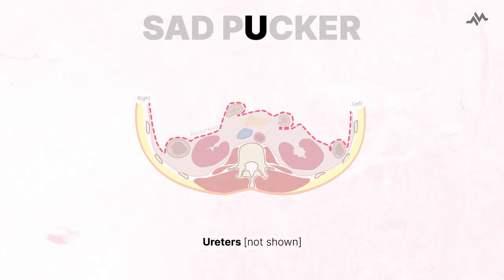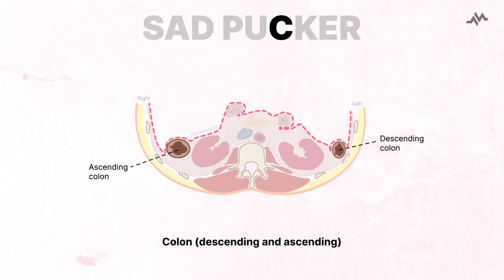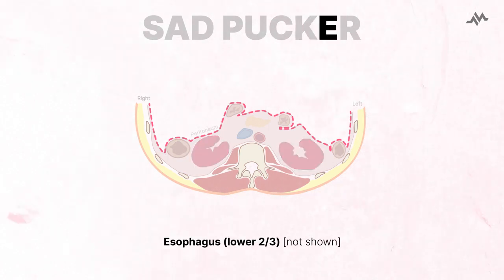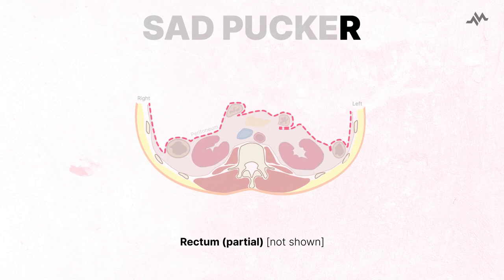U stands for ureters, which are not labeled on this diagram, but are the organs that lead from the kidneys to the bladder. C stands for the descending and ascending portions of the colon. K stands for kidneys. E stands for the lower two-thirds of the esophagus. And R stands for rectum, at least parts of the rectum, and not labeled on this diagram.